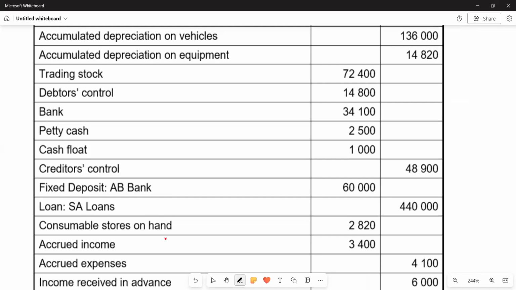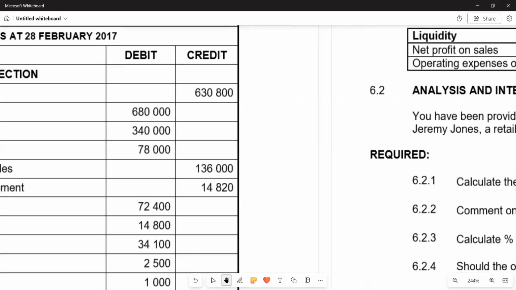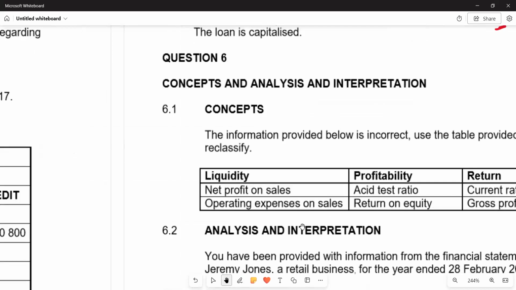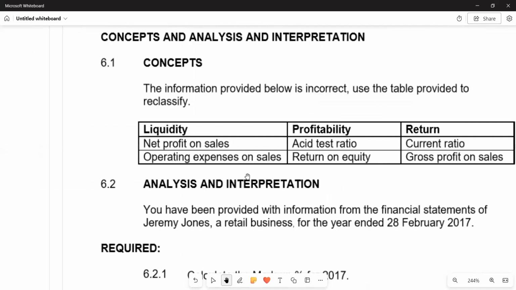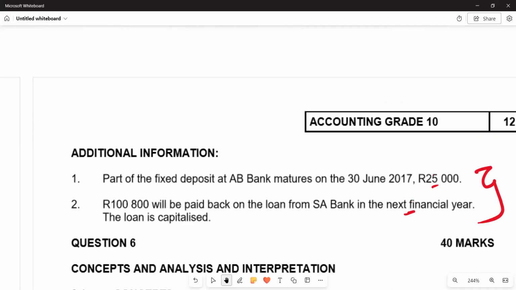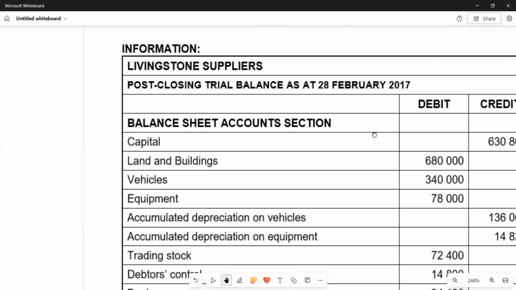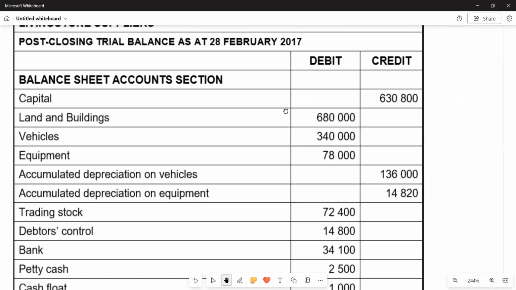But if you go to the additional information, you still remember there's part of that fixed deposit that's going to be transferred to go under current assets as cash equivalent. The information says part of the fixed deposit of AB Bank matures on 30 June 2017, which is going to be in the next financial year. So we are going to remove this 25,000 from the fixed deposit amount. We're going to say 25,000, we subtract it from the figure for the fixed deposit that we are given.